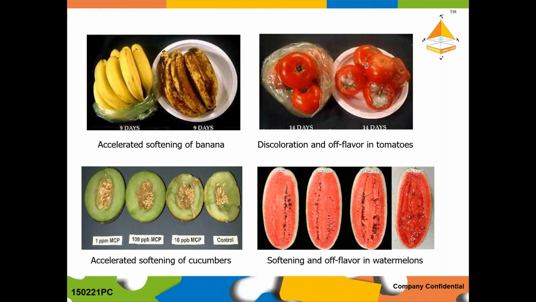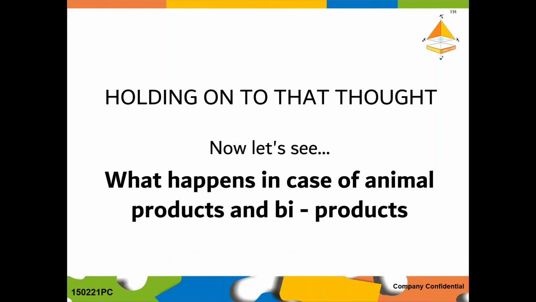And if we don't have complete control over these different factors, what will happen? This is what happens. You can see in the modified atmosphere on the left, banana at 9 days, and after 9 days, what happens? So different fruits, different pictures taken. Now, holding on to that thought, let us see what happens in the case of animal products and byproducts.